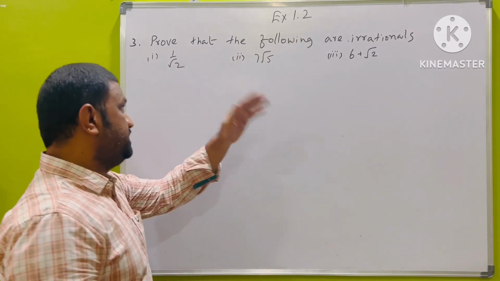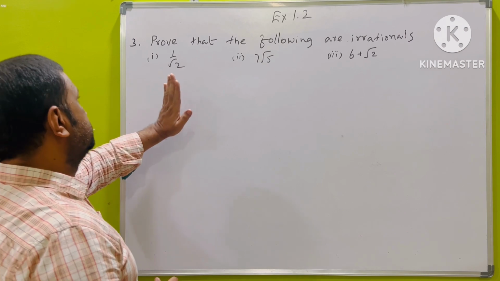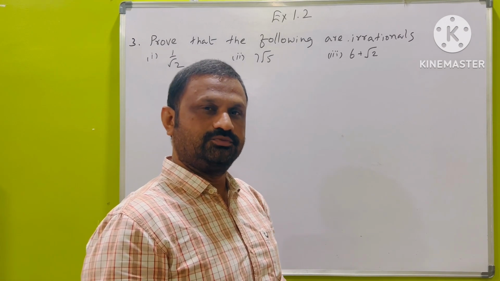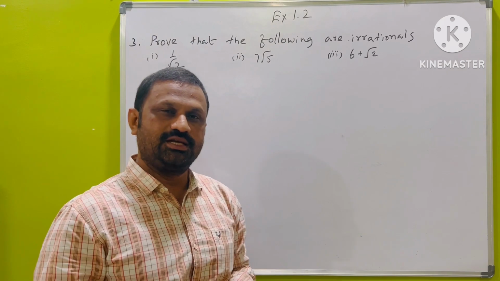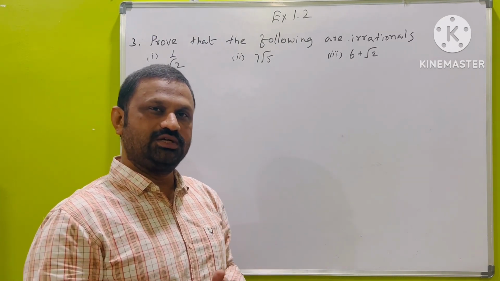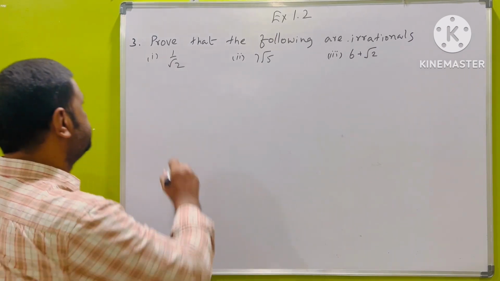Hello students, we solve question number 3 from exercise 1.2. There are a total of 3 parts. We will solve the first one. We have to prove that 1 by root 2 is an irrational number. We know that 1 by root 2 is an irrational number. Despite knowing, we have to prove it. So, we will use the contradiction method.